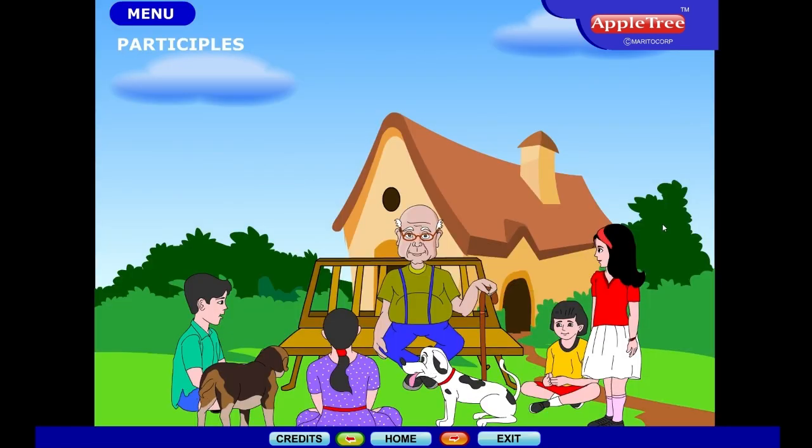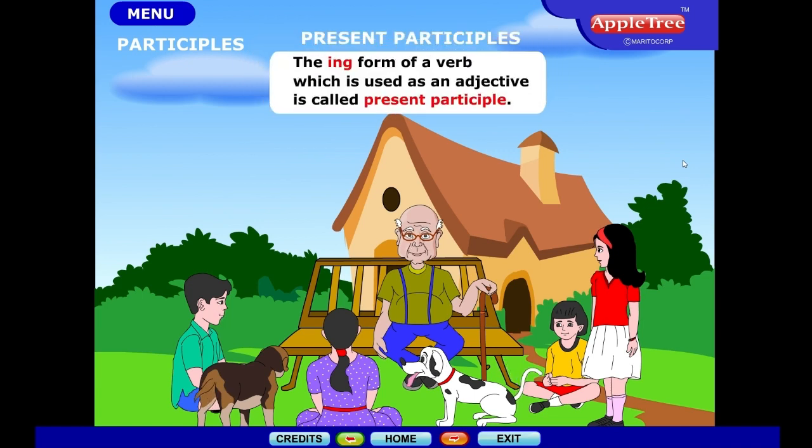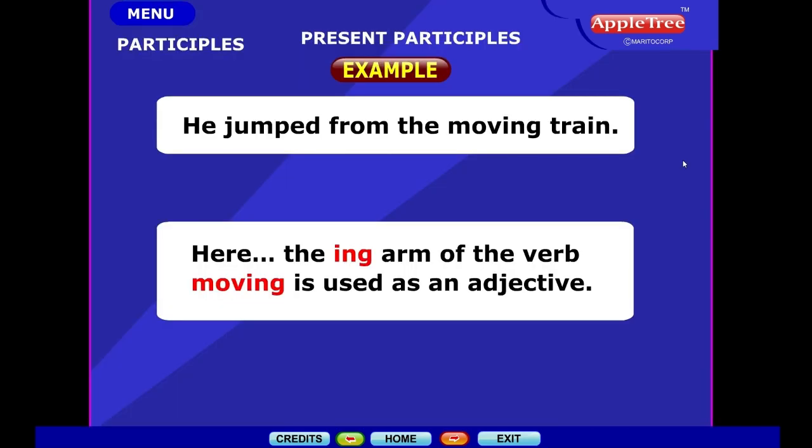Grandpa, I will tell about present participles and past participles. Carry on, my boy. The ing form of a verb which is used as an adjective is called present participle. Example: He jumped from the moving train. Here, the ing form of the verb moving is used as an adjective.